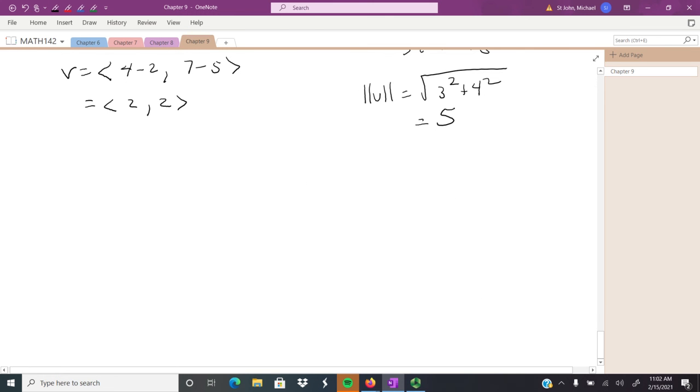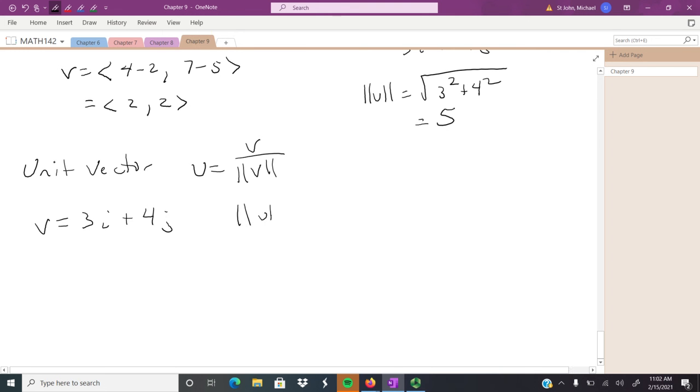Other thing with vectors, we can have what is called the unit vector. And so the unit vector U is given by V divided by the magnitude of V. So again, we have the one I've been using, which is 3i plus 4j. We said the magnitude of this was 5. So U is going to be 3i plus 4j over 5, or 3/5 i plus 4/5 j. Right?